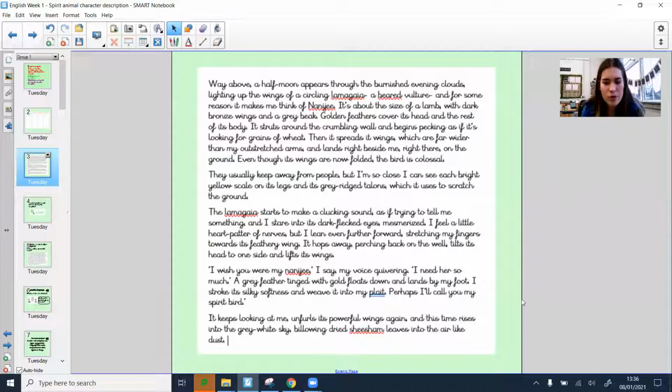I need her so much. A grey feather tinged with gold floats down and lands on my foot. I stroke its silky softness and weave it into my plait. Perhaps I'll call you my spirit bird. It keeps looking at me, unfurls its powerful wings again, and this time rises into the grey-white sky, billowing dried shisham leaves into the air like dust.